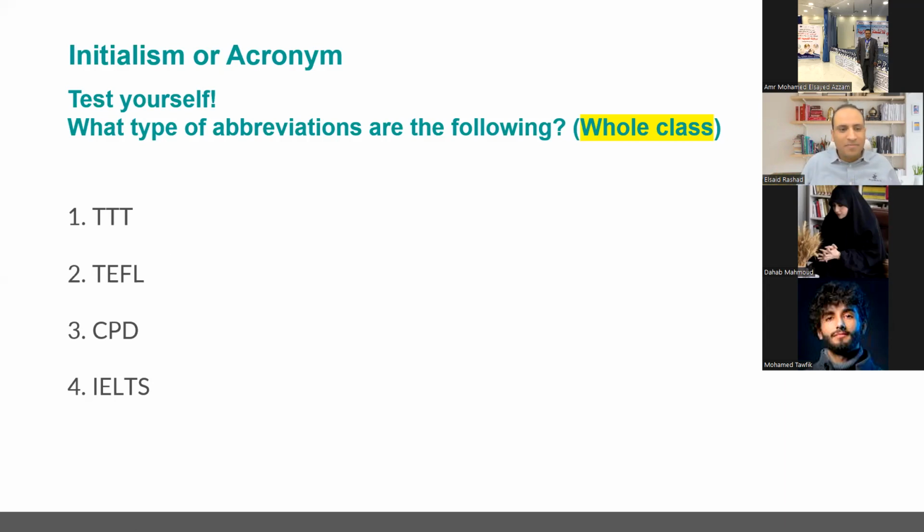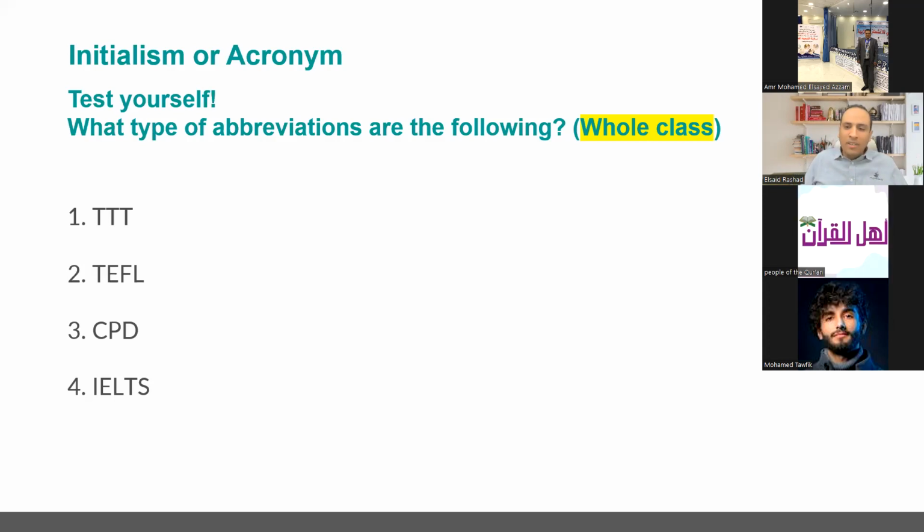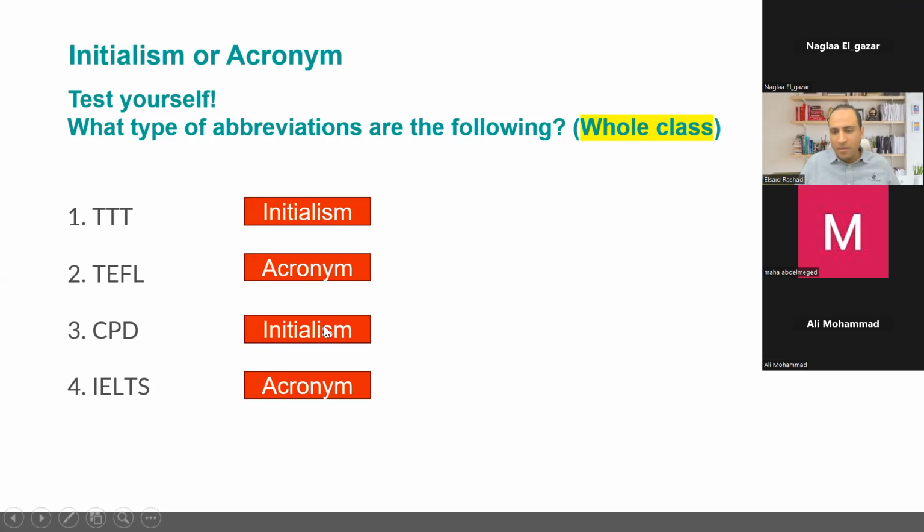Look at the second one. I don't want to say it. Acronym. TEFL, yes, it's said as TEFL. Look at the third one. Initialism as well. CPD, so it's an initialism. And look at the last one. Acronym. The last one, number 4, is an acronym. So: initialism, acronym, initialism, acronym.